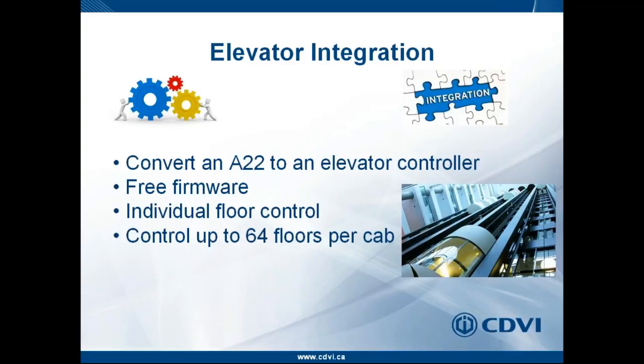And what we'll do is when you're inside the elevator cab itself, you will install a reader. That reader will be connected to the A22 that's been upgraded with the elevator firmware. And you will be able to control which floors the card has access to. We can control in one elevator cab up to 64 floors. Now there is an elevator controller that comes with that. Basically, it's a relay board with 16 relays.